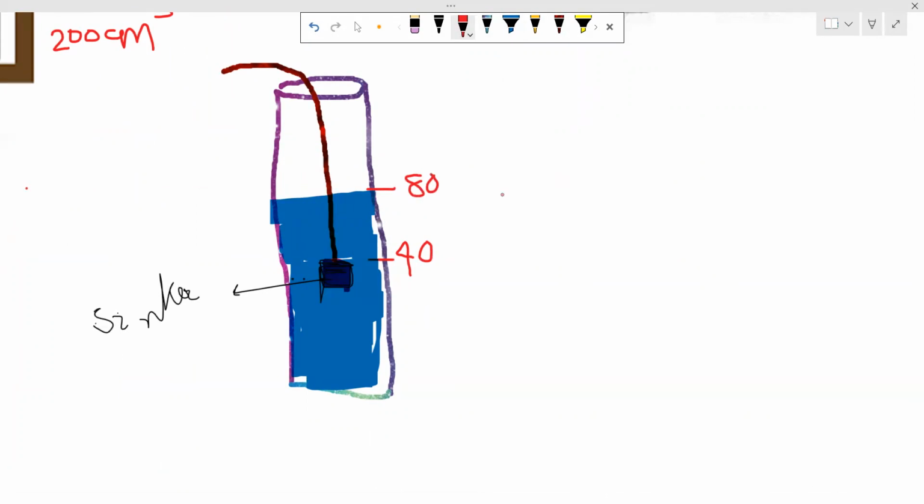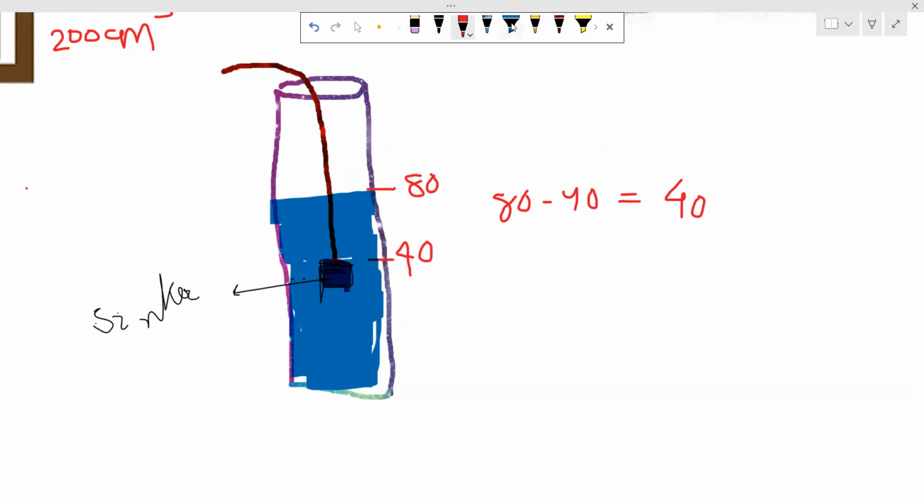Means what was the difference? The difference was how much? Initial minus final. The difference in the level of water is 40. Means the difference is 40, which means the volume of this is how much? 40.